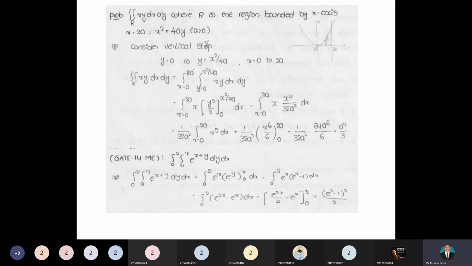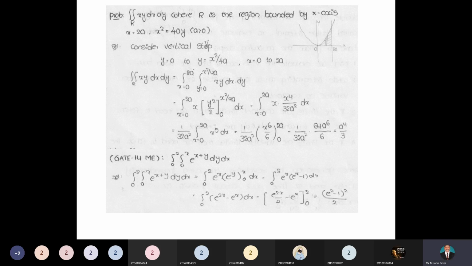So a simple problem: integral 0 to 2, 0 to x, e power x plus y dy dx. So direct integration. This e power x plus y you can write as e power x into e power y. Inside the integration we have x in the limit, so that is the y limit. If y is there, that is the x limit. Inner integration is 0 to x, so that is the y limit.